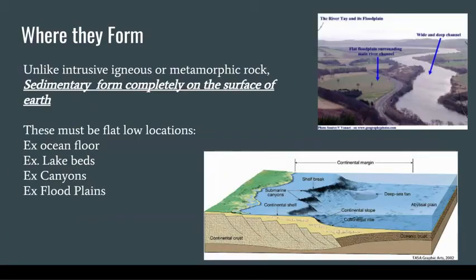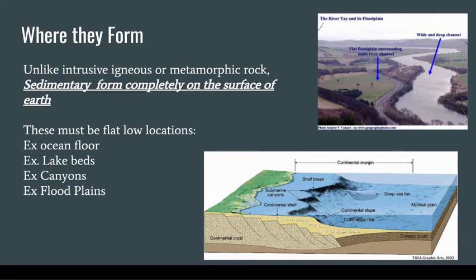Where they form is important to understand. Unlike intrusive igneous rocks or metamorphic rocks, sedimentary rocks form completely on the surface of the earth. These do not get buried deep underneath the earth. These get buried on the surface where compaction happens. These must be in flat, low locations. Think ocean floors, lake beds, canyons, floodplains. Anywhere that's flat, where it's not going to move for millions of years, is a great place to form sedimentary rock.